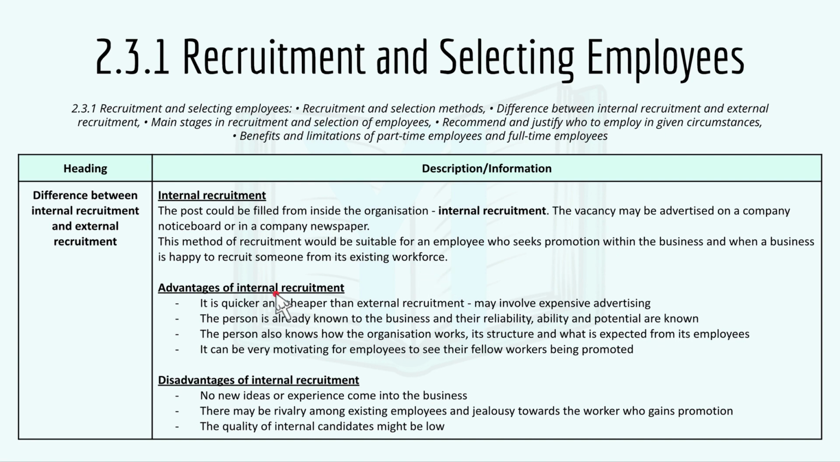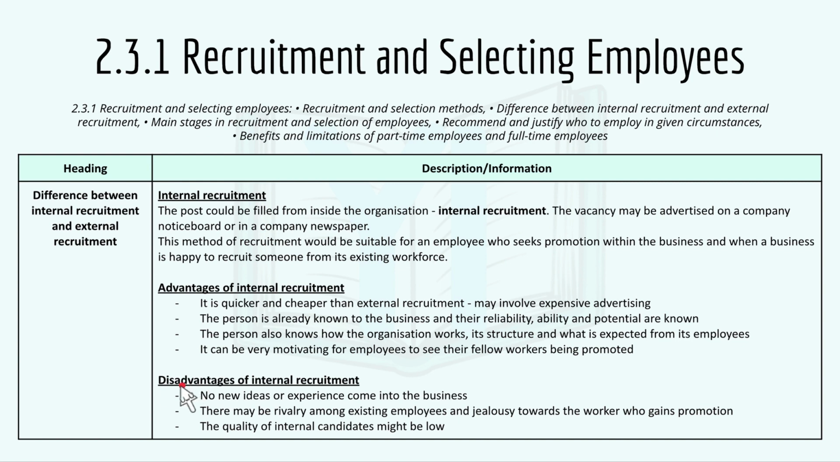So an advantage of internal recruitment is that it's quicker and cheaper than external recruitment, which may involve expensive advertising. The person is already known to the business and their reliability, ability and potential are known. The person also knows how the organization works and its structure and what's expected from its employees, and it can be very motivating for employees to see their fellow workers being promoted.